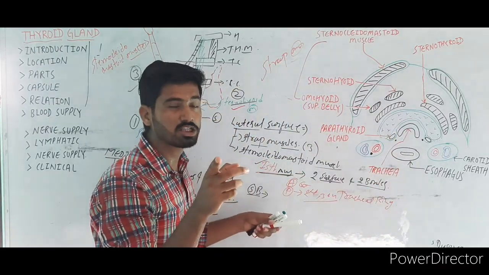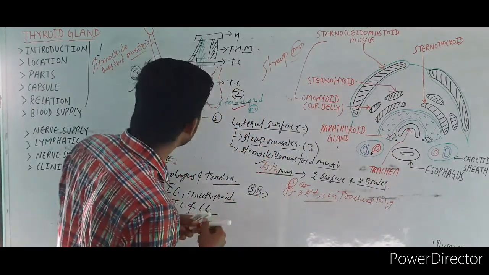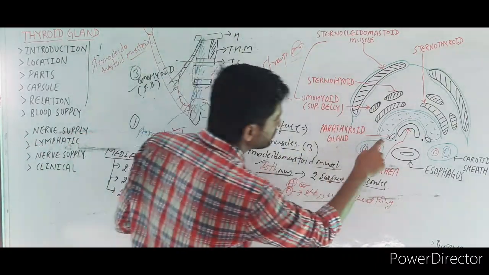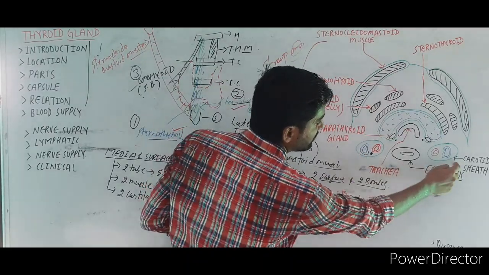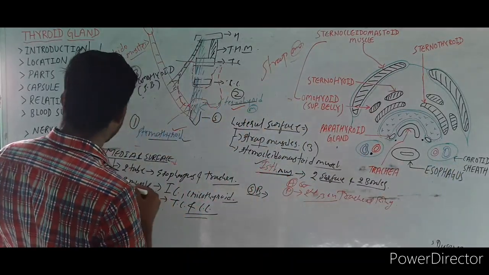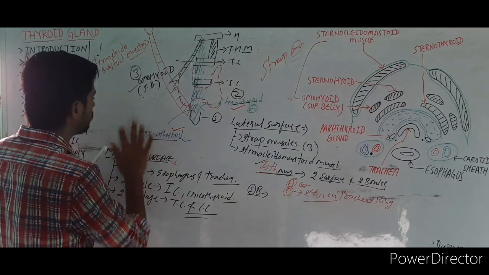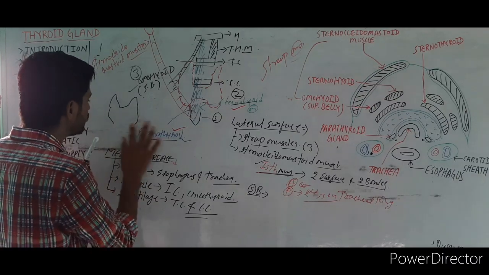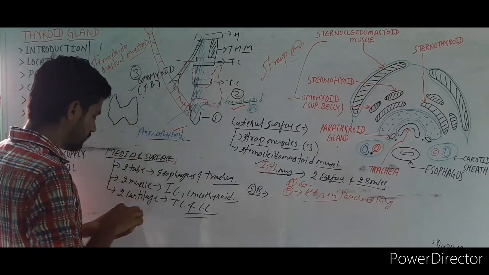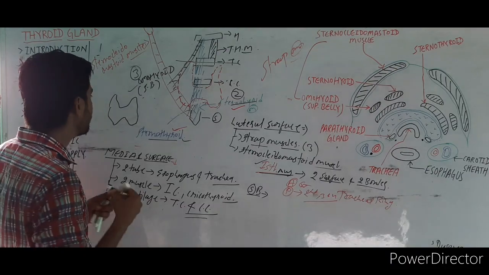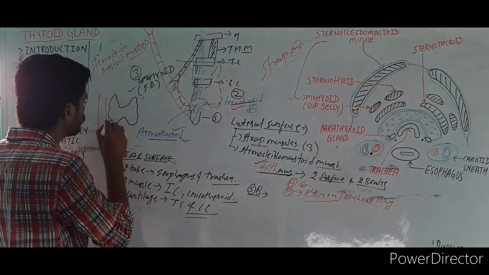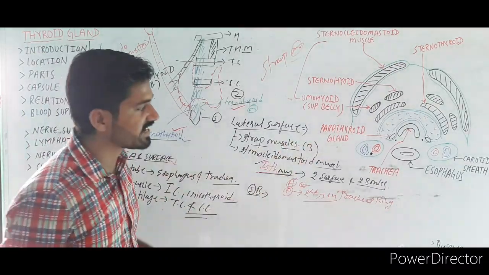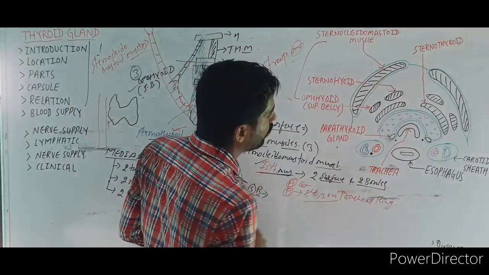I forgot one thing, that is the posterolateral surface. Sorry. Now the posterolateral surface is somewhat here. This is the posterolateral surface and the carotid sheath is there. If this is your thyroid gland, then the carotid artery is going like this. So the posterolateral surface relation is the carotid sheath and its contents, right? So this diagram is over.